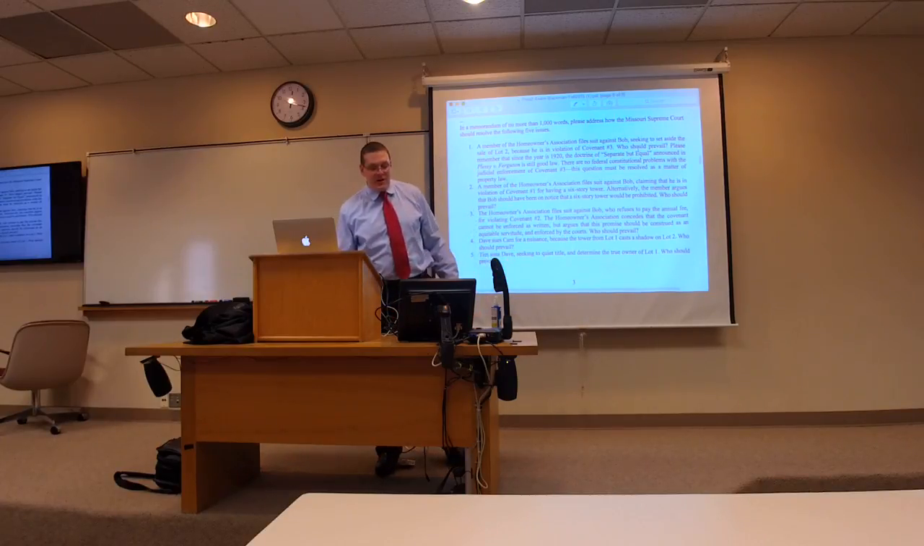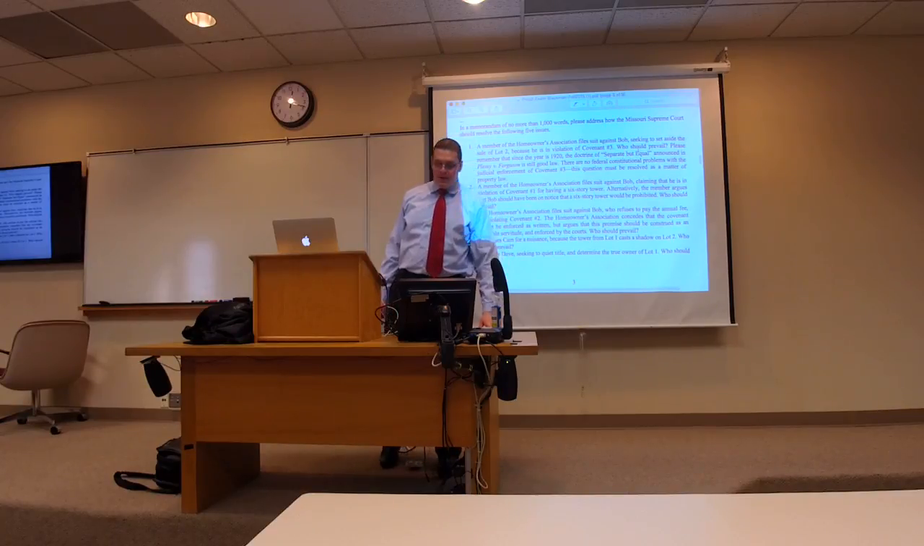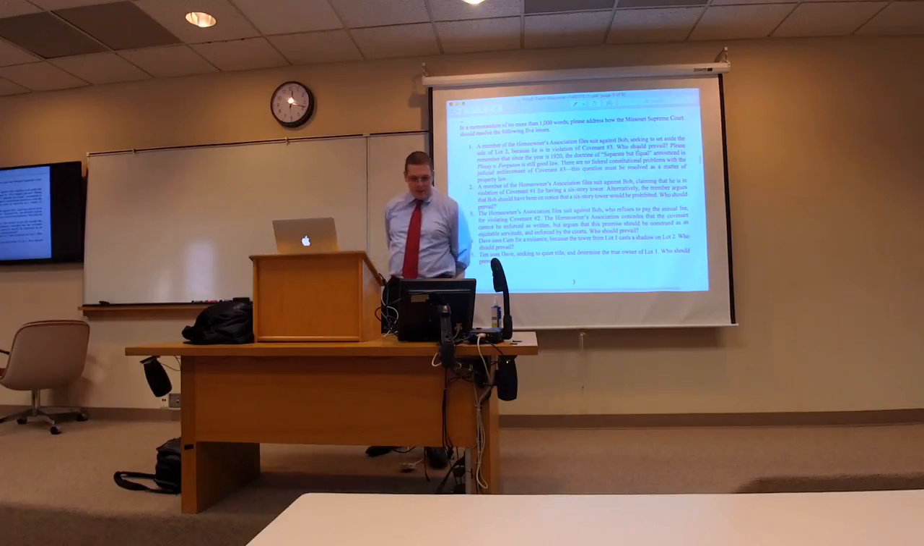Okay, in the next sentence, the members argue that Bob should have been on notice that a 6-story tower would be prohibited. Who should prevail? Okay, so that's covenant number 1. Question number 3 says, the Homeowners Association files suit against Bob who refuses to pay the annual fee for violating covenant number 2.